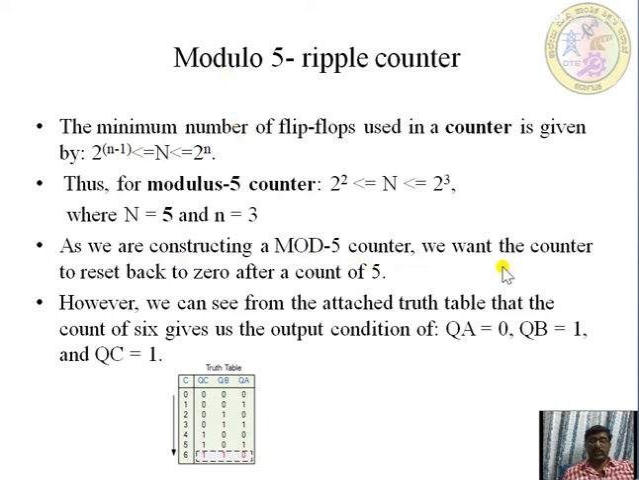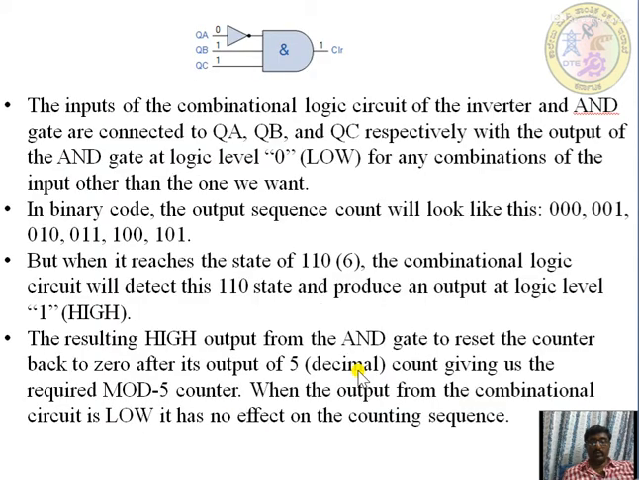As we are constructing a mod 5 counter, we want the counter to reset back to 0 after a count of 5. As soon as it reaches 5, it should move to the next state. However, you can see from the table that the count of 6 gives QA equal to 0, QB equal to 1, and QC equal to 1. That is, as soon as it reaches 1 1 0, it should go to 0 0 0. Then it counts 1 0 1, 0 1 1, that is 1 1 0. As soon as any one of the inputs is 0, the NAND gate output goes low, so all the inputs get cleared and it goes into the clear state.